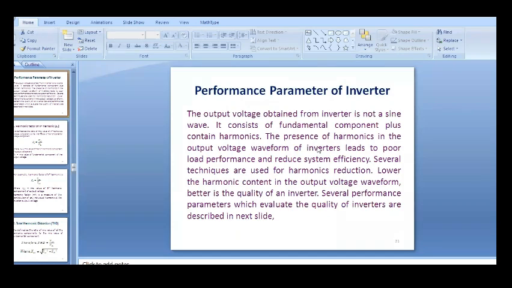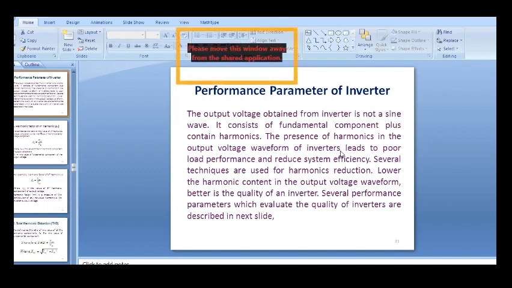Already, all of you know that I have discussed many times, ideally, the inverter should carry the sinusoidal waveform from the output side. But practically, what happened? Practically, the output voltage obtained from inverter is not a sine wave. Basically, it consists of fundamental component as well as the harmonic component.